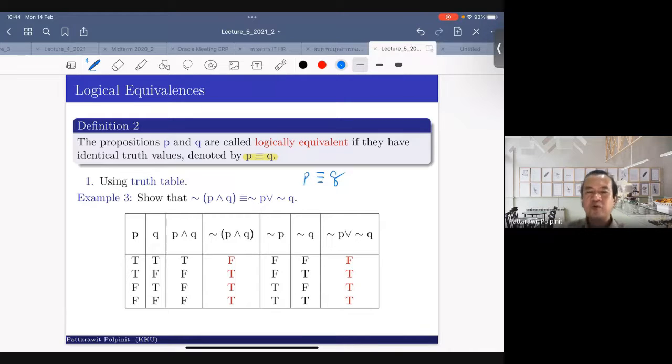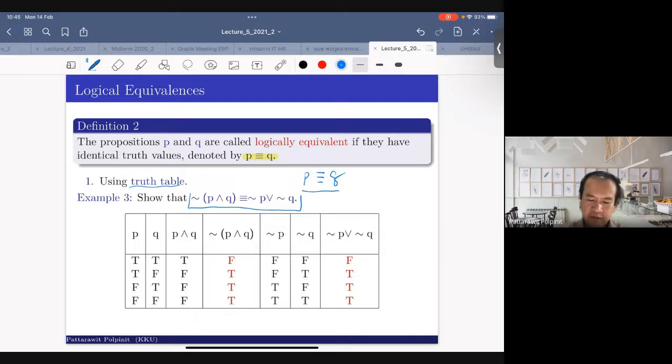So this one will give you two things. You will immediately know that the truth values of both sides of the equivalent symbol are equal, or the same basically. So you can use this. You can also use the truth table to determine the logical equivalence of something. For example, if you want to check if negation of (P and Q) is logically equivalent to negation of P or negation of Q, you can do that by building this truth table.